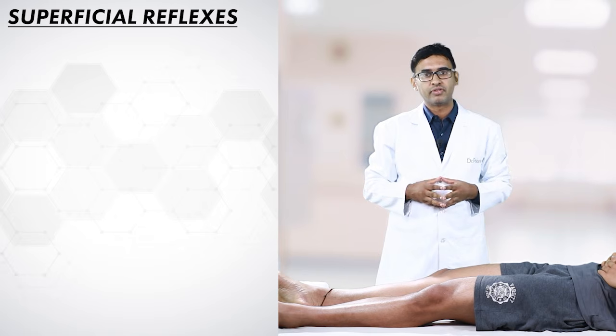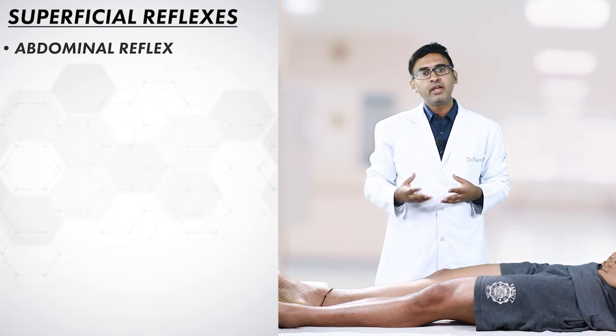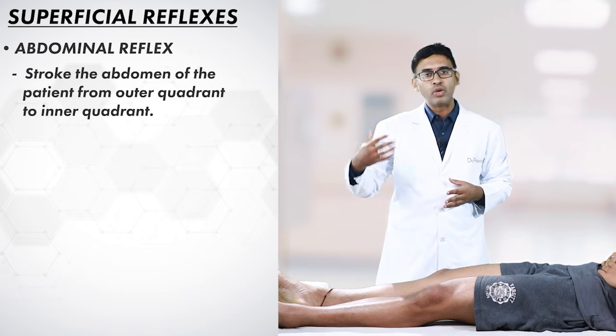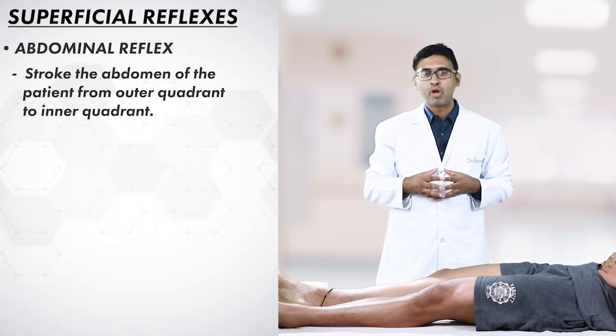Now we are going to talk about how to examine the superficial reflexes. We are going to start off by examining the abdominal reflexes. The examiner is going to stroke the skin lightly over the abdomen, coming from outward to inward and looking for contraction of the abdominal muscles. This is checked in 4 quadrants.